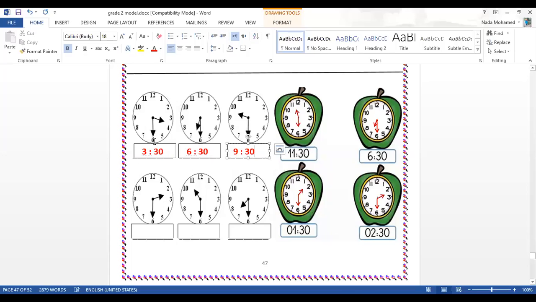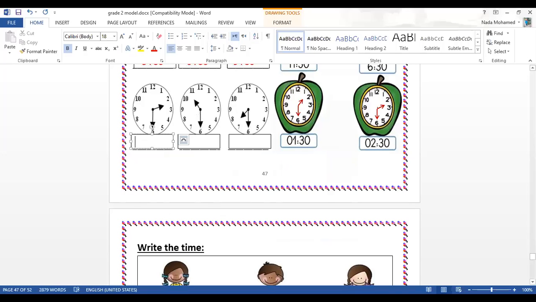The next one, look at the short hand first. The short hand is between 2 and 3. So I will write 2. The long hand points to 6. It means 30. Here, the short hand is between 10 and 11. So I will write the small number 10. The long hand points to 6.